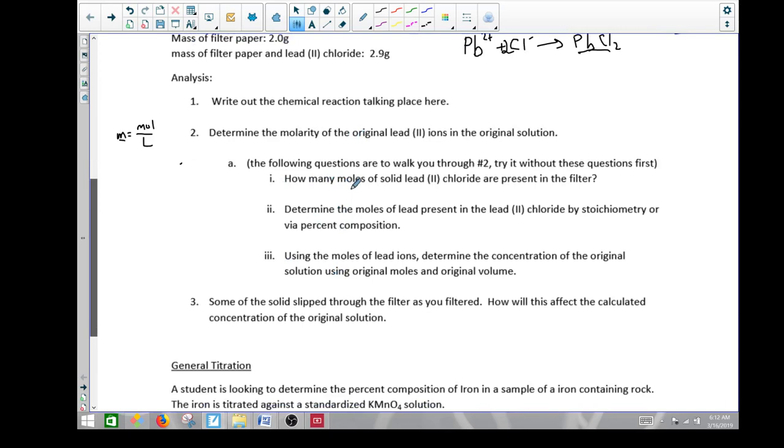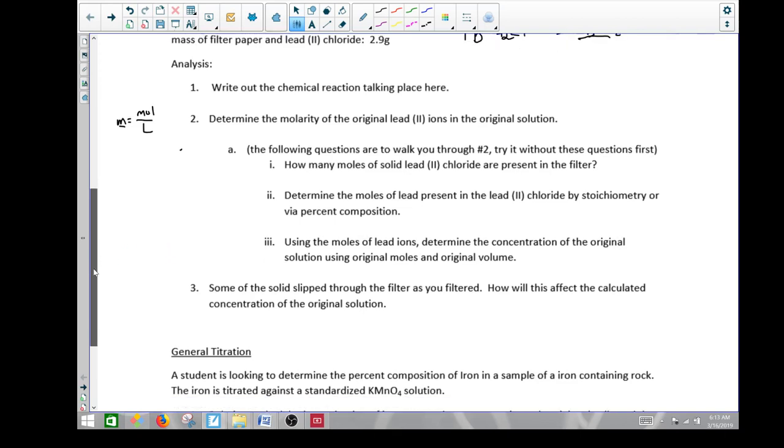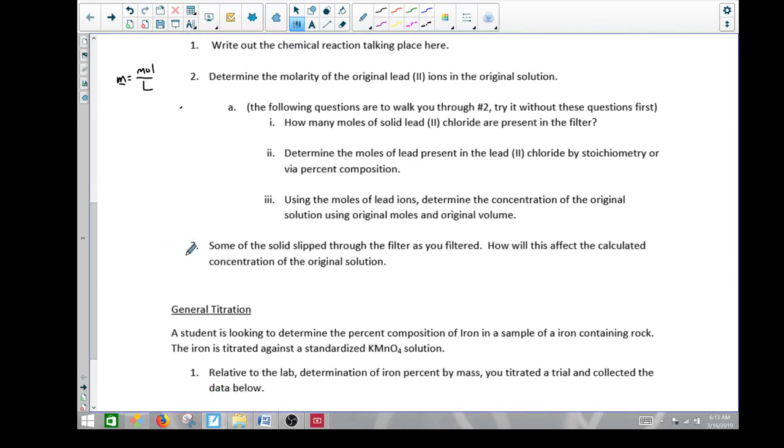Now this one here is how many moles of lead solid are present in the filter. Turn the moles present in lead by stoichiometry or percent mass. I did stoichiometry. You should be able to do both. Using the mole lines, determine the original solution concentration. All right, we did that. So this is a fairly good little problem, number 3 here.